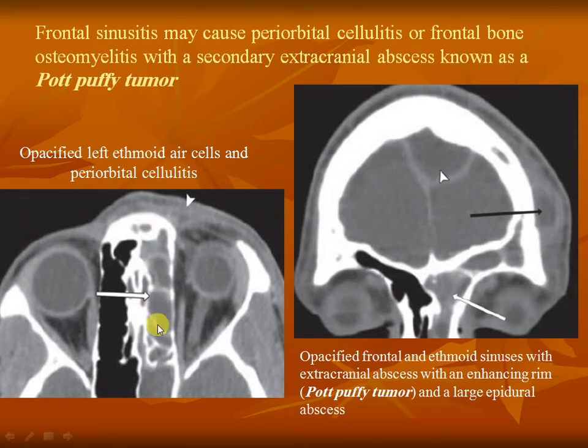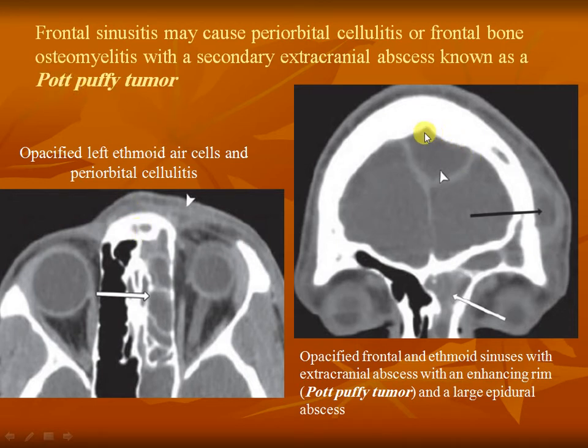You can see here there is ethmoid sinusitis, okay, and cellulitis, periorbital cellulitis due to frontal bone osteomyelitis. There is extracranial abscess, this one here, the small one. You can see here there is a small abscess. This is called pot-puffy tumor. This frontal bone osteomyelitis resulting in secondary extracranial abscess, they call it pot-puffy tumor.